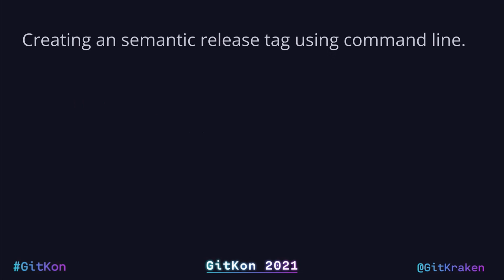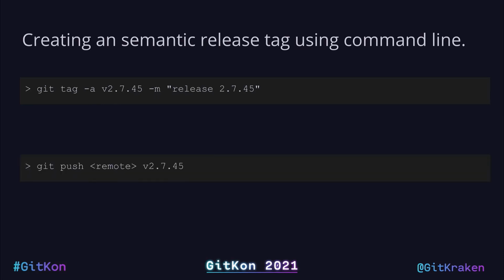Creating a semantic release tag using the command line is pretty straightforward. Again, it's just using that annotated tag command. So git tag -a, and then the semantic version that you're tagging this as, depending on the changes. The pattern that is most usually used for the name is you prefix the semantic version with a v to stand for version. And then at the very least, for your annotated message, you're doing release and then the semantic version number, like release 2.7.45. And then you push that up to your remote, whatever your remote is, origin, upstream, what have you. So you push that tag up, and then hopefully your automated tools go from there.